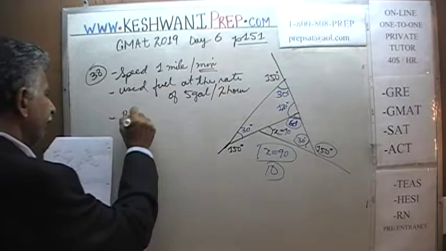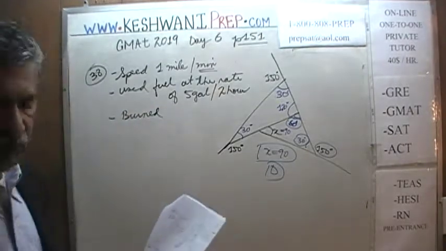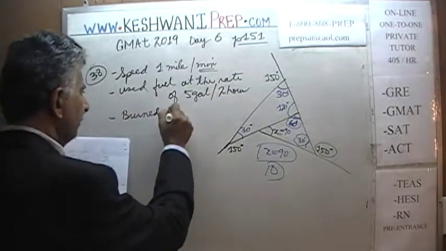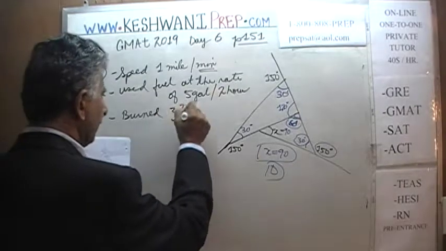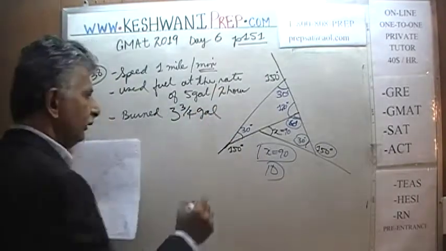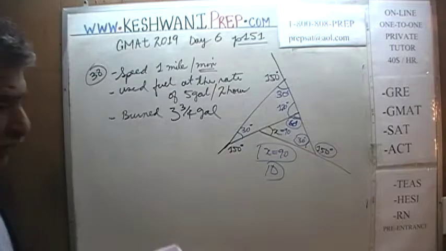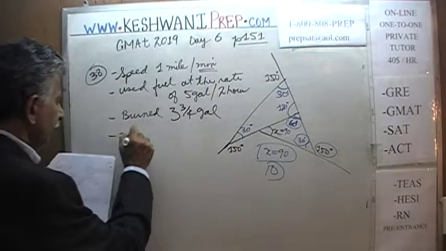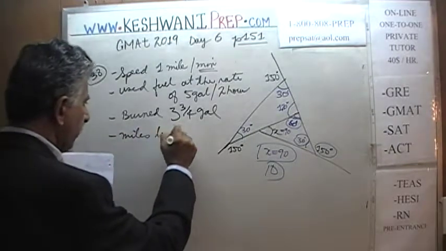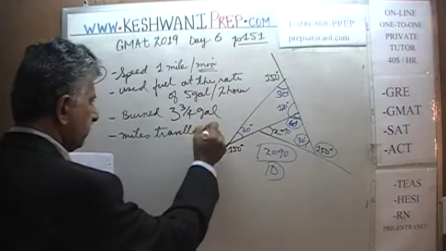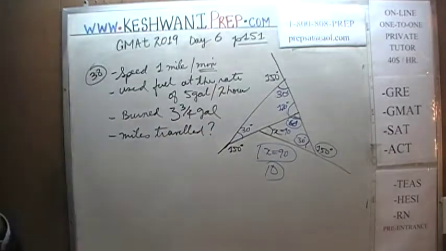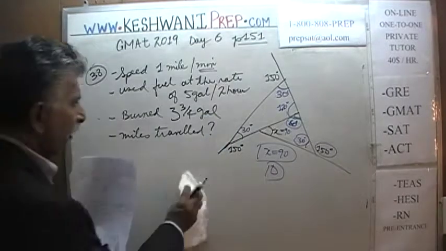And by the time they finished the journey, we are told that they have used up 3 3/4 gallons. 3 3/4 gallons. Are you with me so far? The question simply is, how many miles did they travel? How many miles did they travel? Let's find out, shall we? We need the room, so we have to erase this.